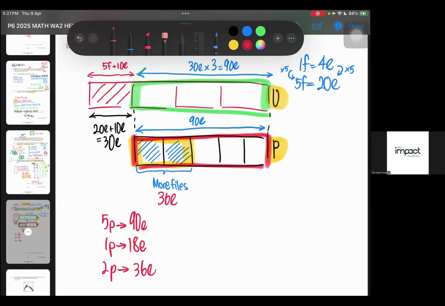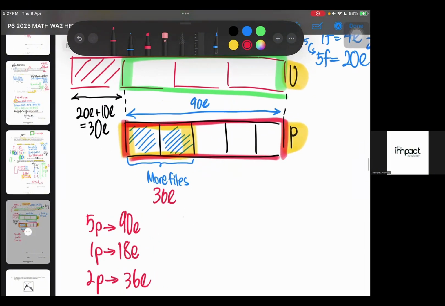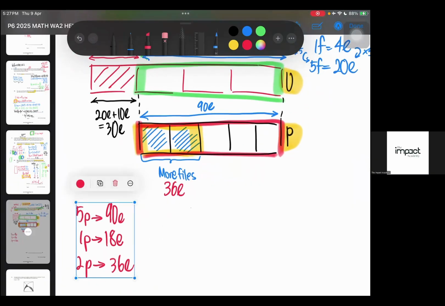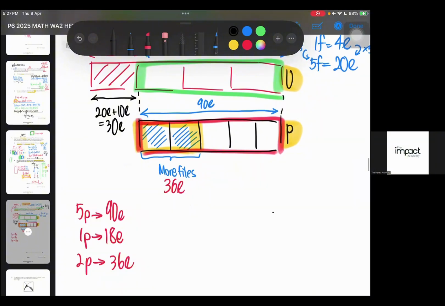But the question is not asking us for erasers though. The question is asking us for files. Can I convert my erasers to files? I can easily convert my erasers to files, because I know that one file equals to 4 erasers. So how many files is equals to 36 erasers? In this situation, it's 36 erasers divided by 4 erasers. We will get an answer of 9, right? So 36 erasers, or we can say 9 files. It's the same thing. You understand what I'm trying to say?